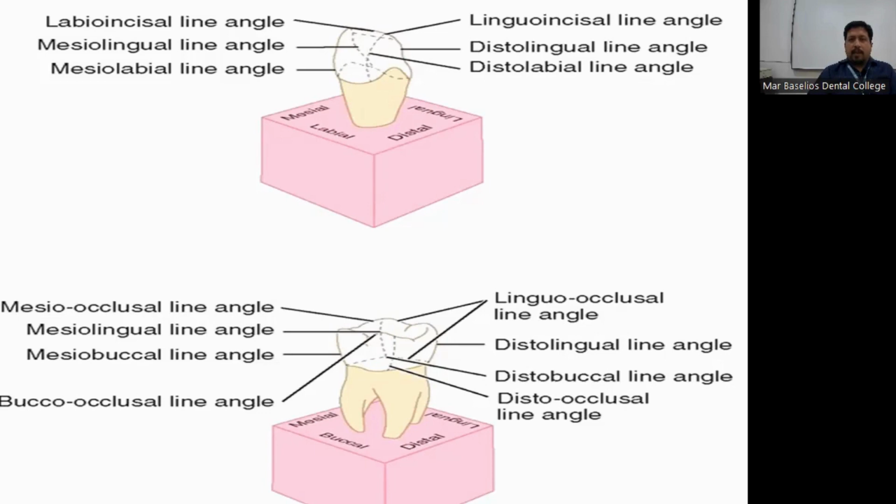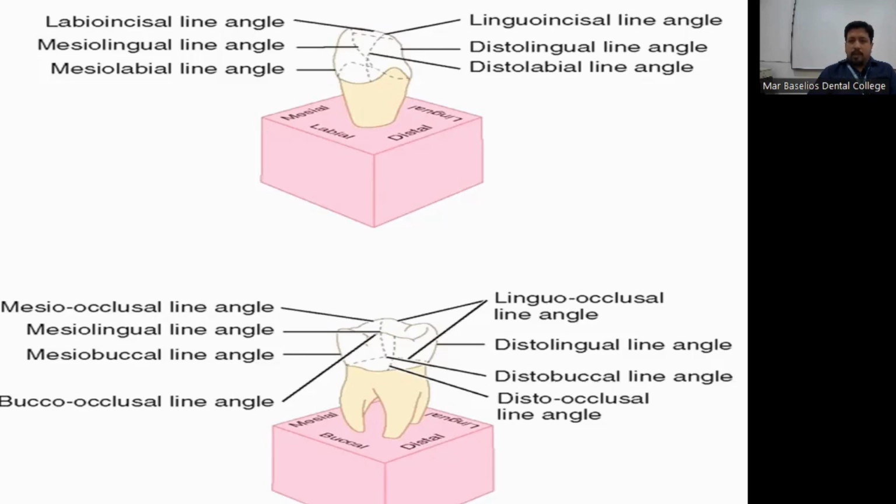Then regarding incisal ridge, from the labial side, we will be having a line angle. Similarly, from lingual side with incisal ridge, there will be also a line angle. So total 6 in number. So how can we write that? Labio-incisal line angle, lingo-incisal line angle, mesiolingual line angle, distolingual line angle, mesiolabial line angle, distolabial line angle. So these are the 6 line angles which are evident on anterior tooth.